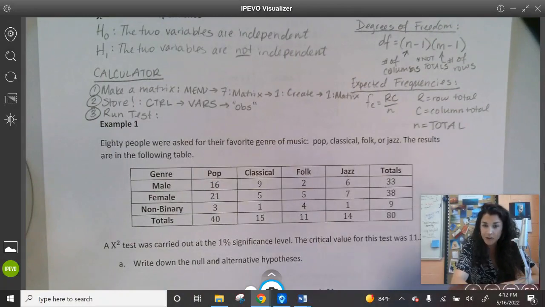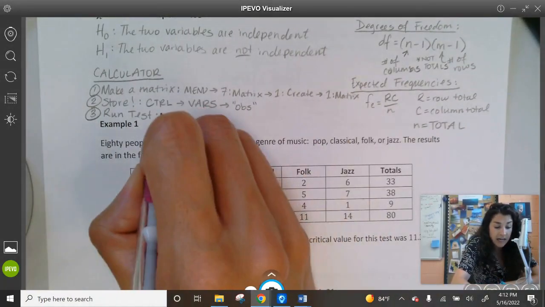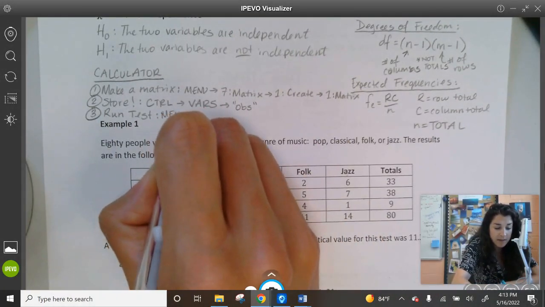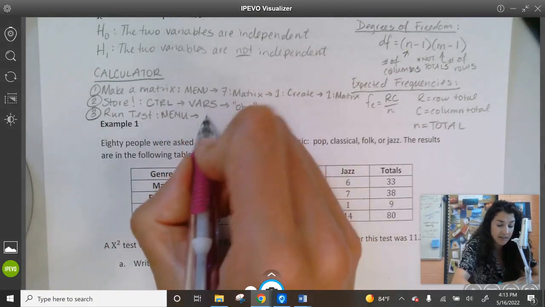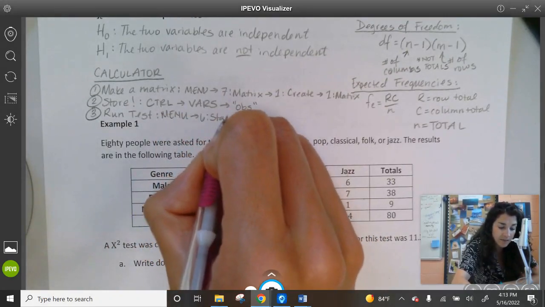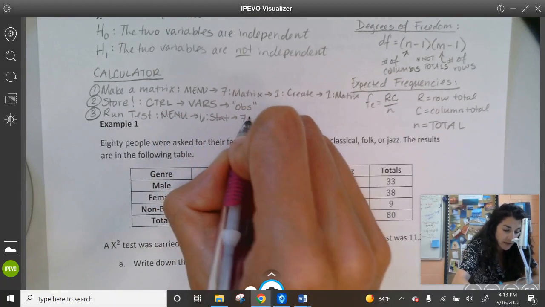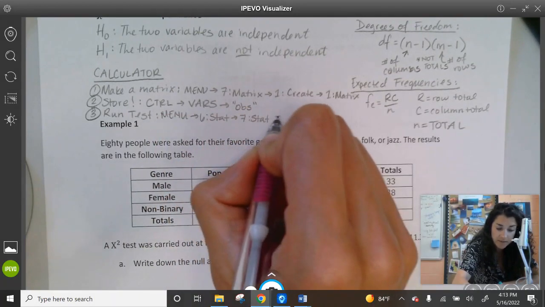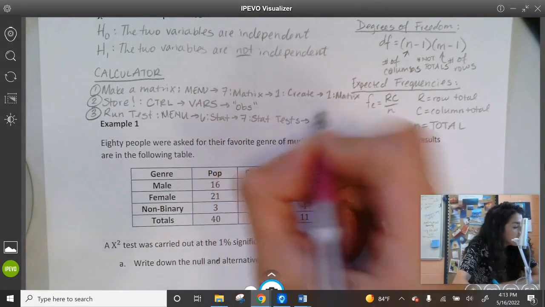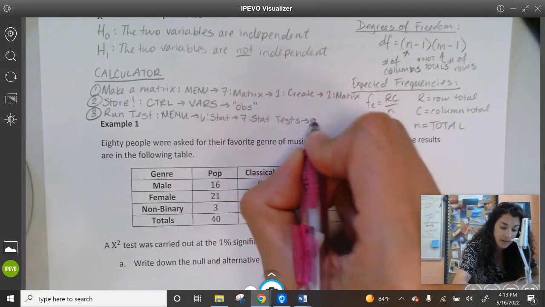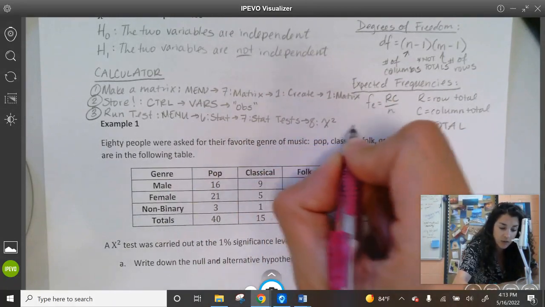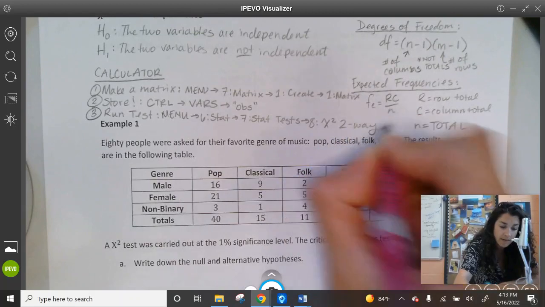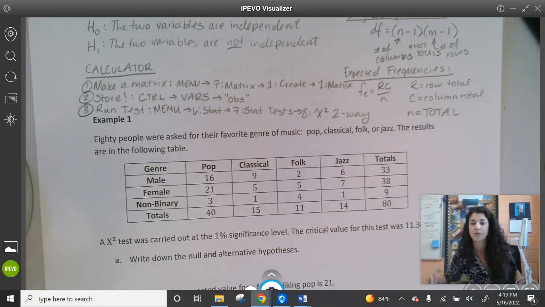The last thing is then we actually run the test, which happens menu 6, which is statistics, 7, which is statistic tests, and then 8, which is labeled as the chi-squared two-way test. Two-way because we're talking about 2 variables, right?